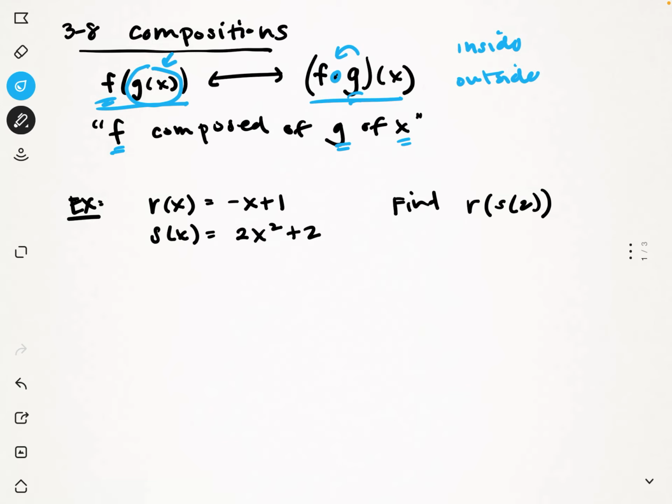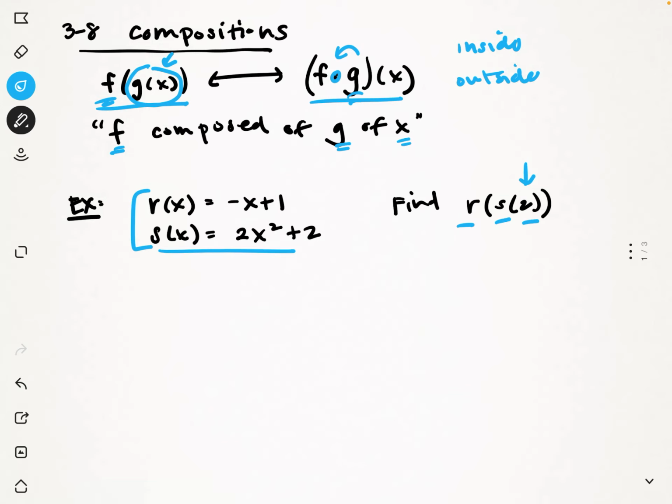Okay, so let's look at an example. It's giving us first that R of X is equal to negative X plus 1, and S of X is equal to 2X squared plus 2. And it's asking us to find R composed of S composed of 2. So I know the X is missing, but what they're saying is let's plug in 2 here. The easiest way to do this is start with the inside. So we're starting with 2 and we're plugging it into S of X, right? So 2 is inside of S.